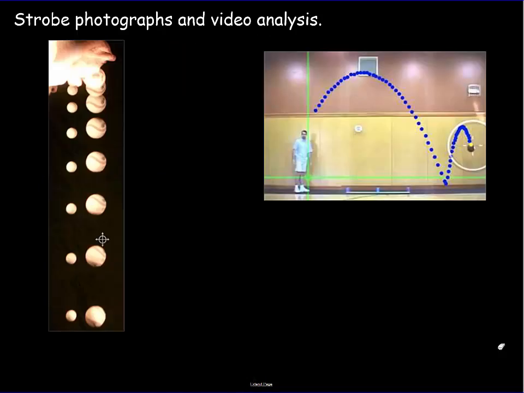Strobe photographs are very, very similar to ticker tape timers in the way that they work. In a strobe photograph, multiple exposures are made at regular time intervals to produce a single photograph. And because you know the time between those exposures, you know the time that everything's occurring in the photograph. And of course, you can make measurements between the distance of objects at different times and calculate the acceleration, etc. We will also be doing video analysis, such as you're seeing in this picture here. I'm not going to explain that now, but it's actually very similar to strobe photographs and ticker tape timers.